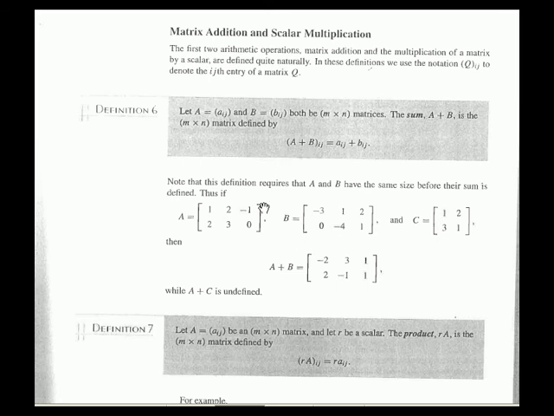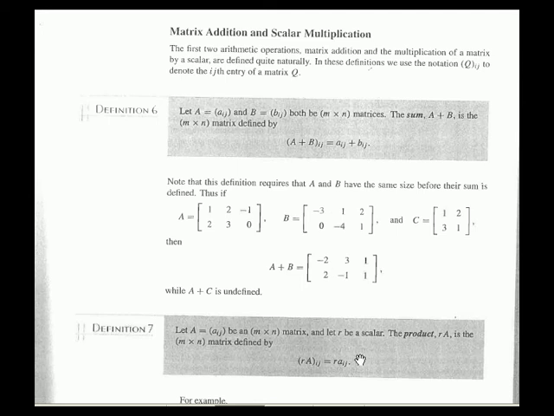You add matrices the obvious way. You just add them component by component. So A plus B, just add each component. A and B have to be exactly the same size. They're both 2 by 3 so that you can add them. Otherwise you simply can't add them.